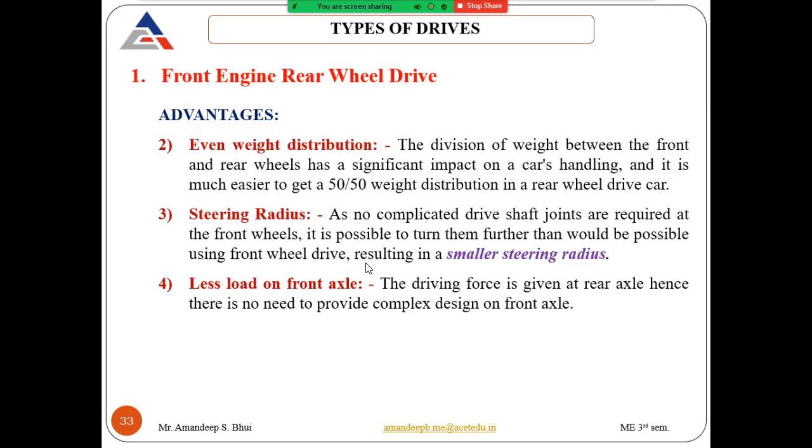So if we are using front engine rear wheel drive, and on the other hand we have front engine front wheel drive, the steering radius will be less in the case of rear wheel drive, because the joint arrangements that we have to attach in the front engine front wheel drive are now at the rear wheels. So front wheels are free, they only have the function of steering. That is why front engine rear wheel drive has a smaller steering radius.